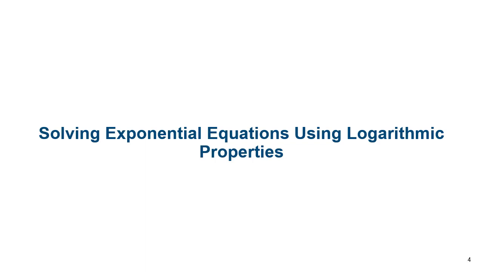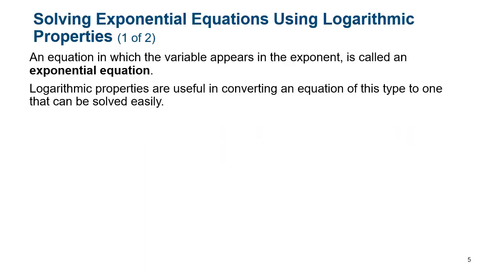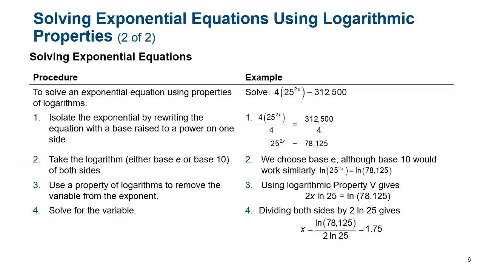Okay, so let's look at solving these things. An equation in which the variable appears in the exponent is called an exponential equation. Logarithmic properties are very useful in converting this type of an equation to one that can be solved easily, i.e. it's a way of peeling that exponent down out of it and putting it down in the equation where we can solve for it as if it was just a regular old variable. So for instance, if we want to solve something like this, the whole point is we need to get x all by itself. We need to peel off all of its layers, working from the outermost layer.